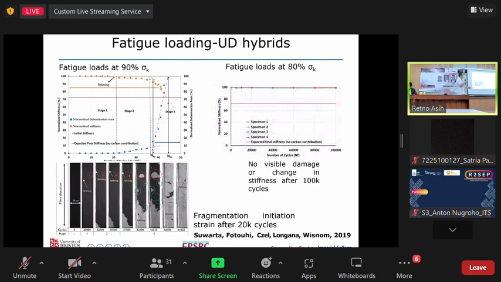When we did it, we had to leave the specimen for like 24 hours in the lab until it completely delaminated, because it was quite slow. This is a typical stiffness reduction and normalized delamination growth. But at 80% of the knee-point strain, there's no visible damage and no stiffness reduction. So this is quite good for fatigue application.